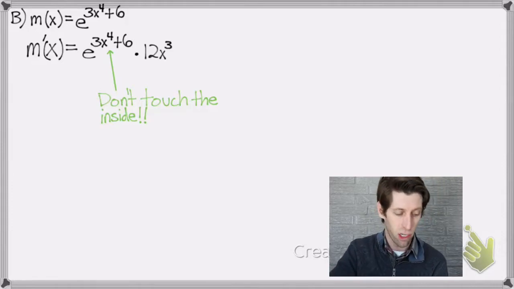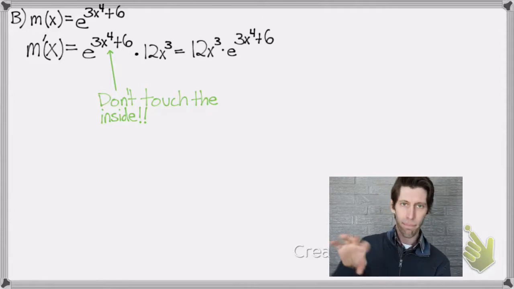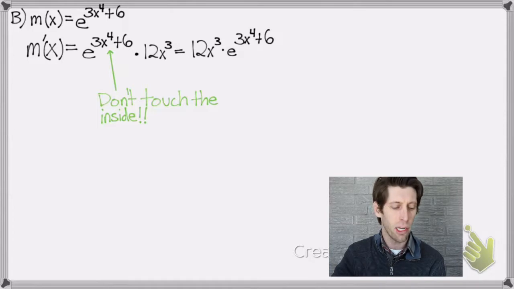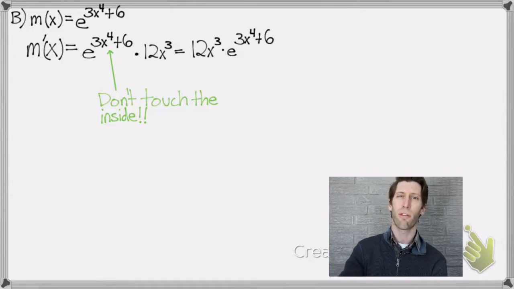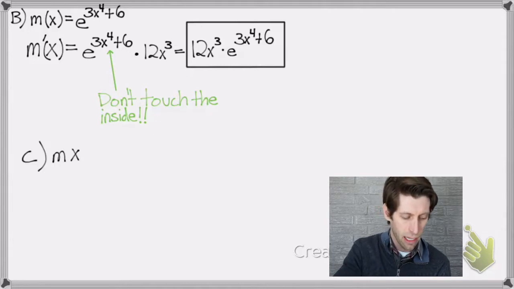12 times x cubed. Now we can rearrange things just a little bit here by commutativity of multiplication to get 12x cubed times e to the 3x to the 4th plus 6. That's about as simple as things get in this case, and that's going to be our final answer.